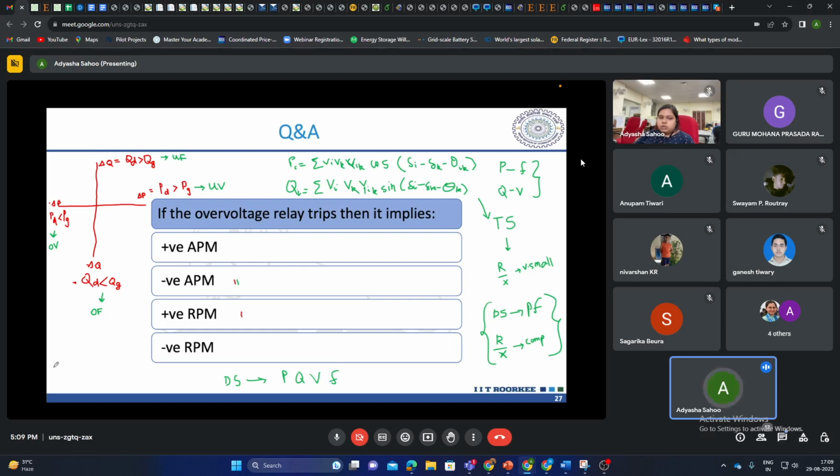But in the transmission system, we enjoyed the advantage of P-F and Q-V coupling. In the distribution system, they are all intertwined. We can't basically ignore one such thing. So this is the reason we are getting such a relation. Basically here we asked for the over voltage relay. This was the case of over voltage relay, which means we had excessive generation, which implies a negative active power mismatch.